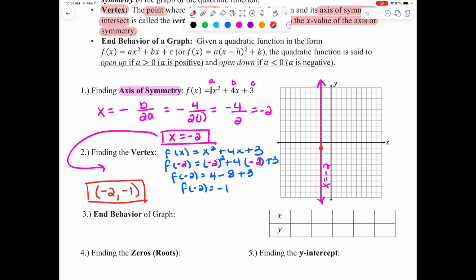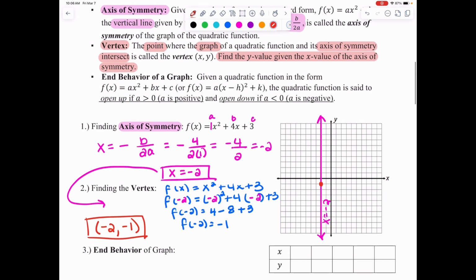Next, we have to figure out the end behavior of the graph. This is our third vocabulary word from yesterday that was brand new to us. So here, end behavior of a graph, we have to figure out if it opens up like a smile or down like a frown, but not be able to look at the picture.